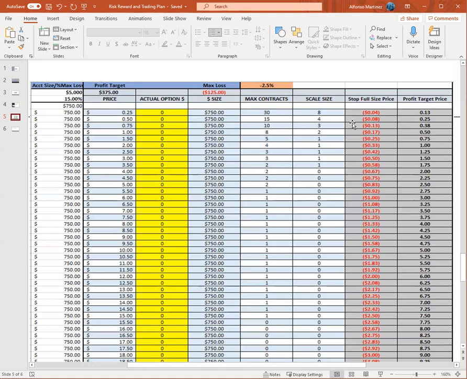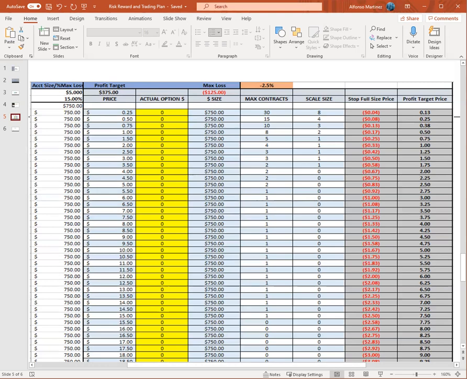These two columns tell you that for 25 cents per contract, my full stop loss is going to be at 25 cents minus 4 cents. So you're going to place your stop at 21 cents. And you need 13 cents to achieve your 375. So 25 cents plus 13 cents is 38 cents. When the contract gets to 38 cents, if you sell the 30 contracts, you're going to make your $375, right?